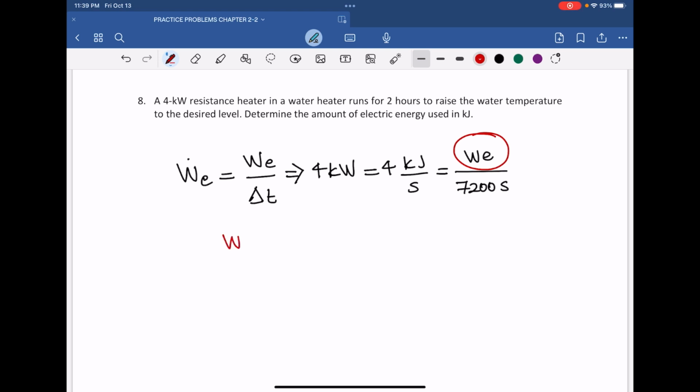So you just have to solve it. And it should give you kilojoule.